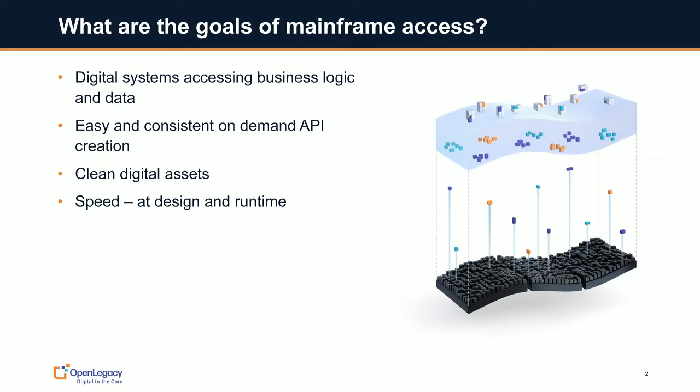But another key thing is clean digital assets. You really want assets that are digital, so the digital team can just take them over and not have to worry about anything else, and nothing about the mainframe. They don't care, honestly. They just want the data and the logic from it. And you want speed, both at design time, so you can produce these on demand quickly, and at runtime, because when someone clicks a button on an app or something else, they don't expect to have to wait for data to come back. It's also true if you're processing lots and lots of data, you don't want the integration to be the lag at all.